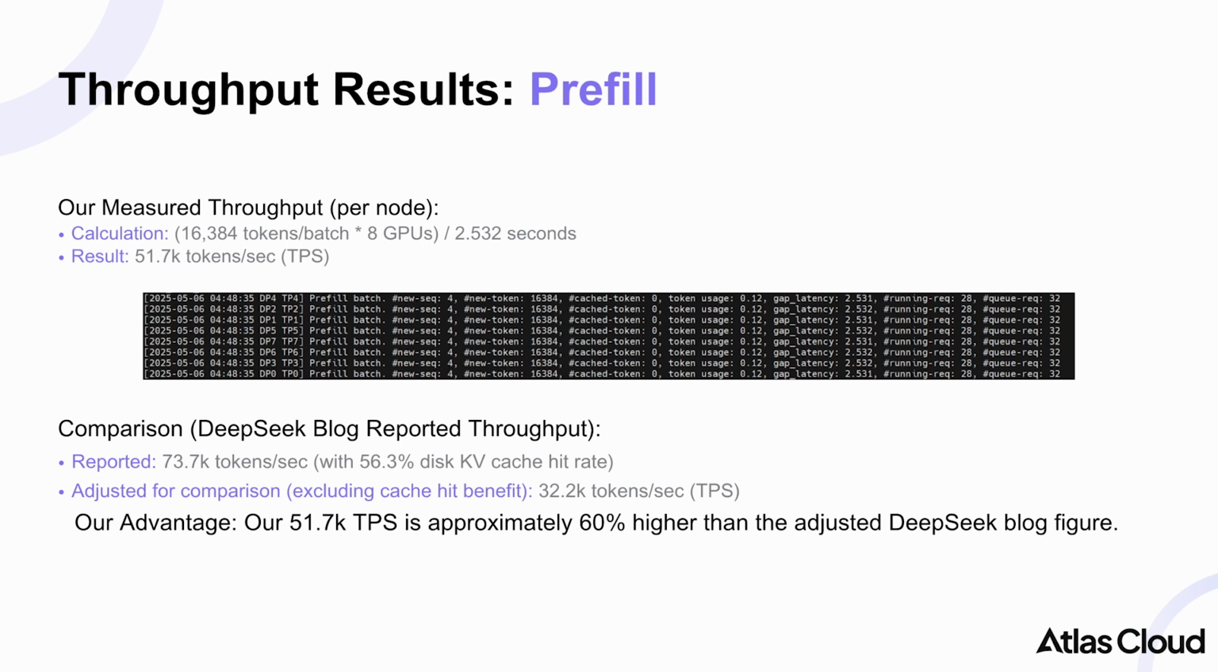When we compare these to the figures reported in the DeepSeek blog, their stated throughput was 73.7 thousand tokens per second per node, which included a 56.3% discount KV cache hit rate. For a more direct conversion, if we adjust their number to exclude a cache hit benefit, it stands at 32.2 thousand tokens per node. Our achieved 51.7 thousand tokens throughput per node is approximately 16% higher than the adjusted figure from the DeepSeek blog.